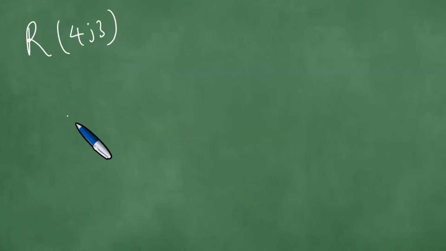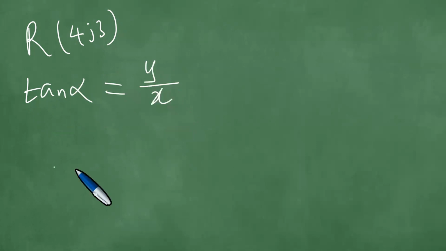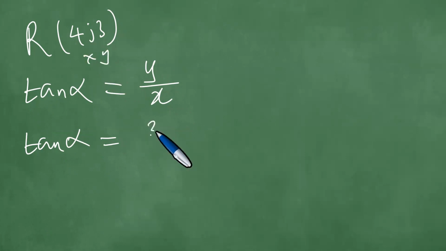So in the end, you find the tangent of alpha, which is exactly y over x. y is what here? Y is 3 and x is 4, and that is the answer. Okay. Next question.